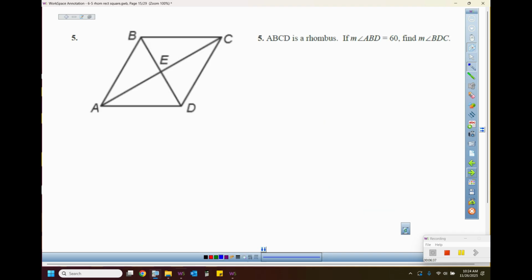So here we go. ABCD is a rhombus. If the measure of angle ABD equals 60, so from A to B to D is 60 degrees, find the measure of angle BDC. That would be this guy right here. Well, don't forget who this guy is. He's a rhombus, right? So the question is, how can I find this?